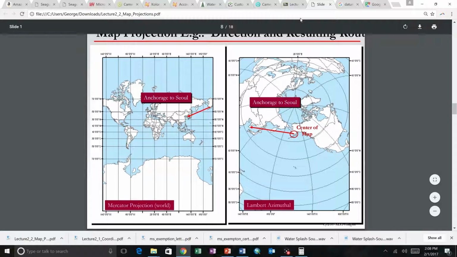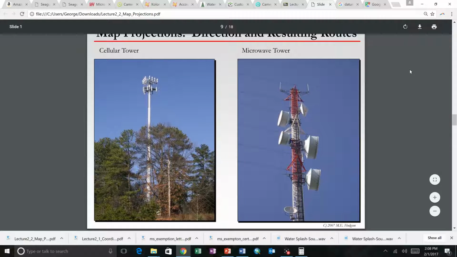If I wanted to fly it, this is a Mercator projection. Remember I said all lines in the Mercator projection give you true compass bearings to that location. So if we wanted to just set our compass and go there, this would be the simplest way to do that. This would be the shortest distance way to follow that same path. So that shows two different reasons for those map projections.